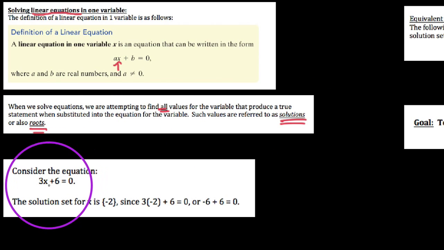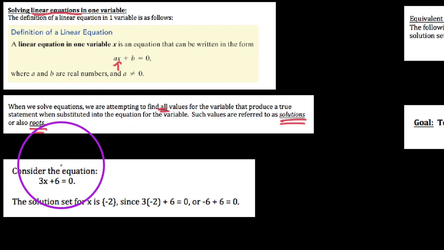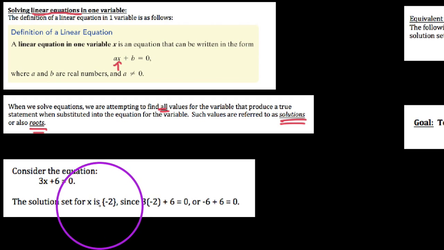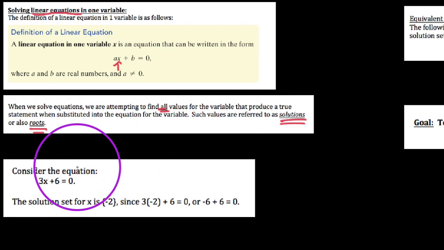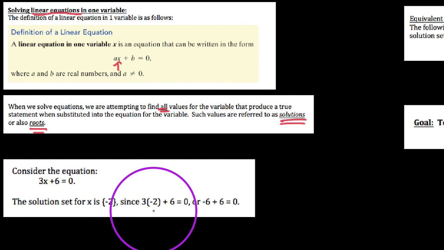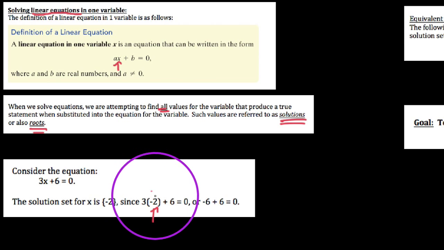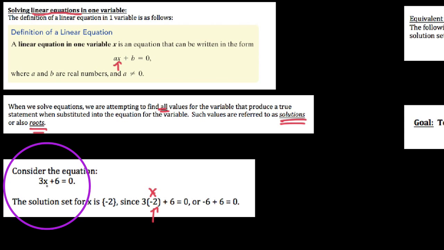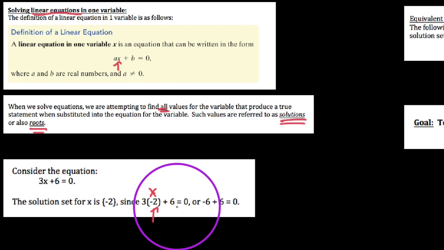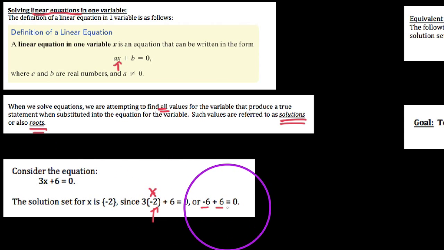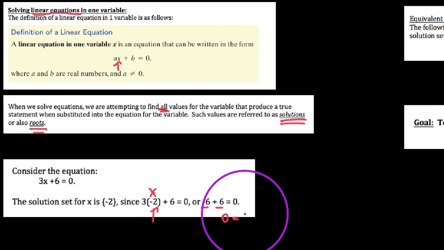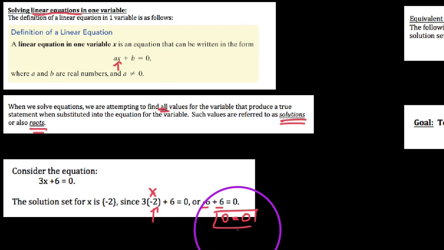So let's consider this equation right here. This looks like what I've got written up here, 3x plus 6 equals 0. If I ask what the solution for it is, I'm really asking what number, when substituted into this equation for x, would give us a true statement. You'll notice that if we plug in -2, we say 3 times -2 is -6, and -6 plus 6 is 0. So we get 0 equals 0. This is what we mean by a solution. It produced this true statement right here, okay?